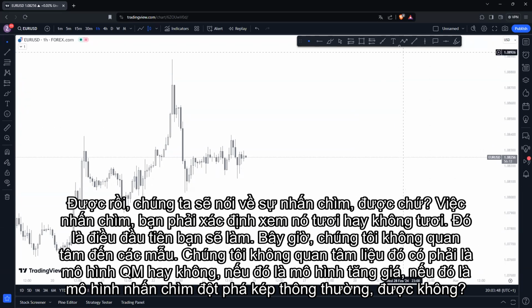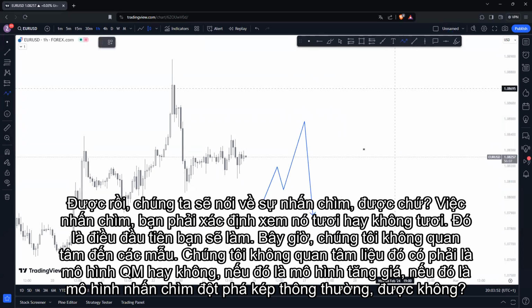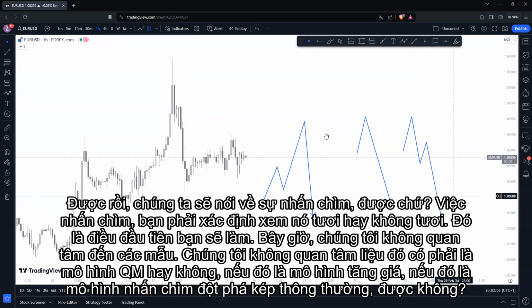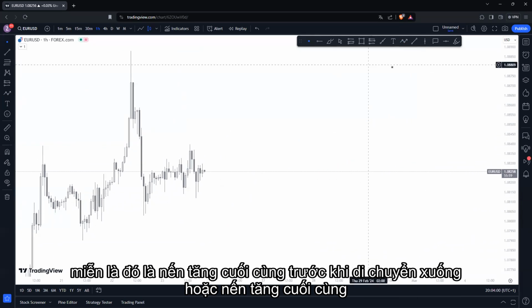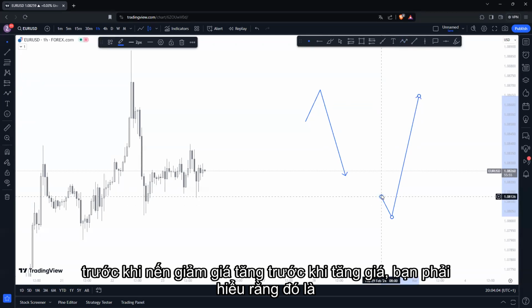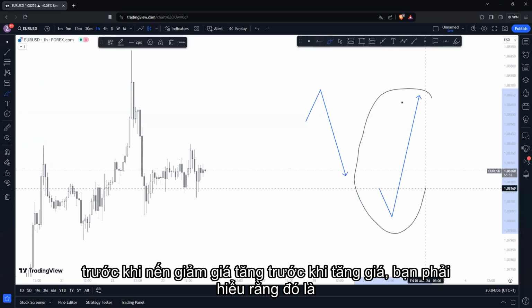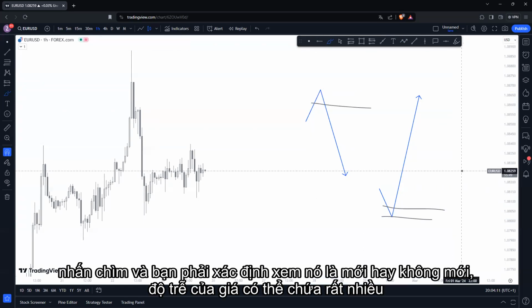Now, we don't care about the patterns. We don't care if it is a QM pattern, if it is a rally pattern, if it is a double normal breakout pattern engulf, okay? As long as it is the last bullish candlestick before the down move, or the last bearish candlestick before the up move, you have to understand that that is the engulf, and you have to identify if it is fresh or unfresh.